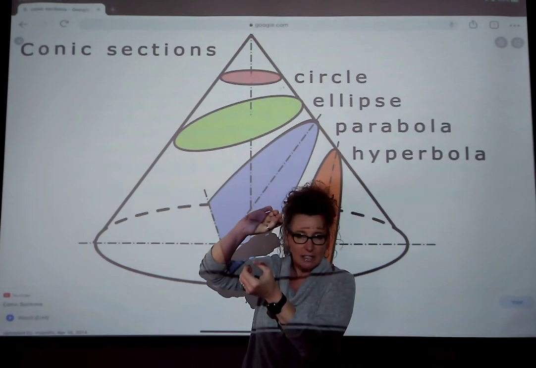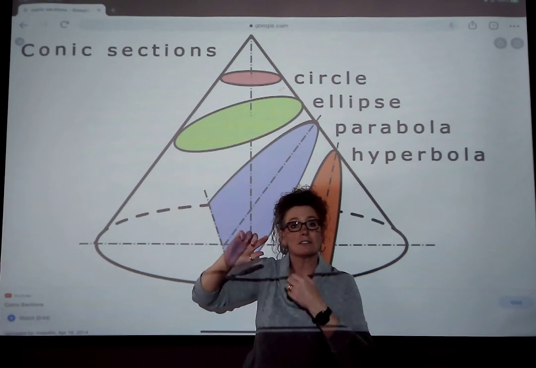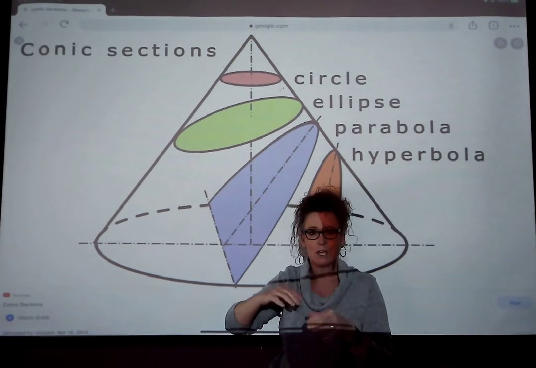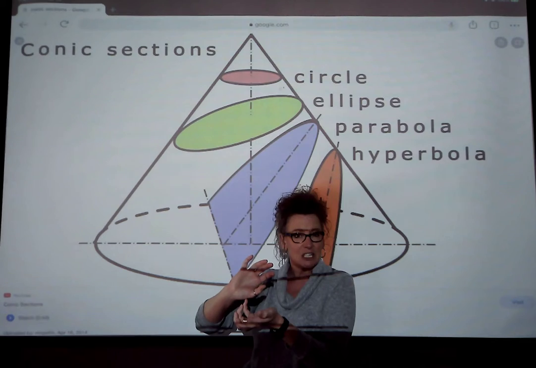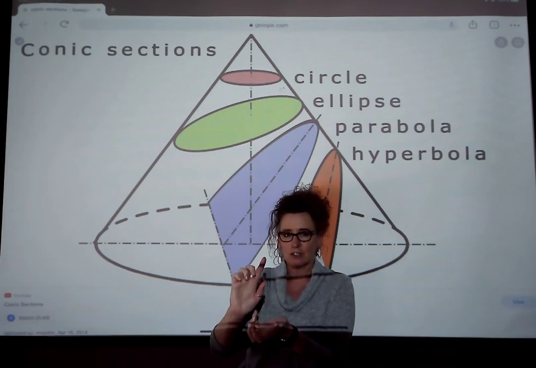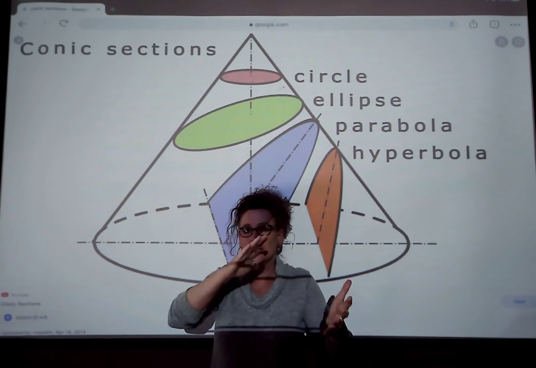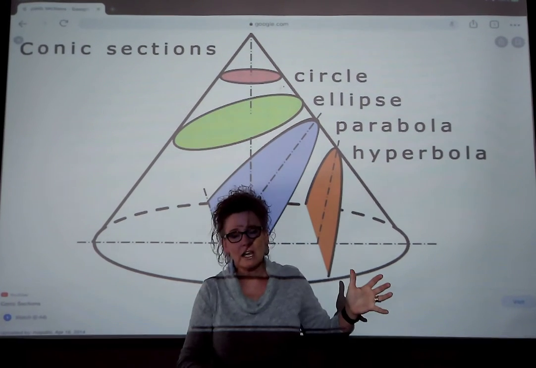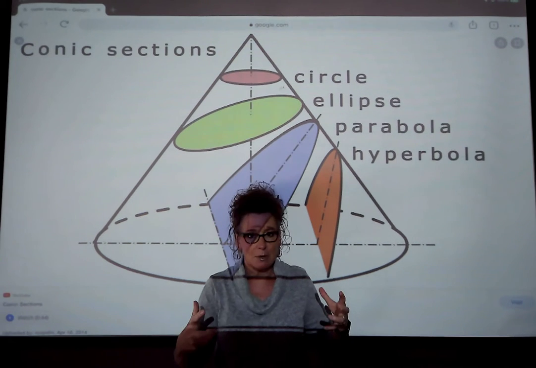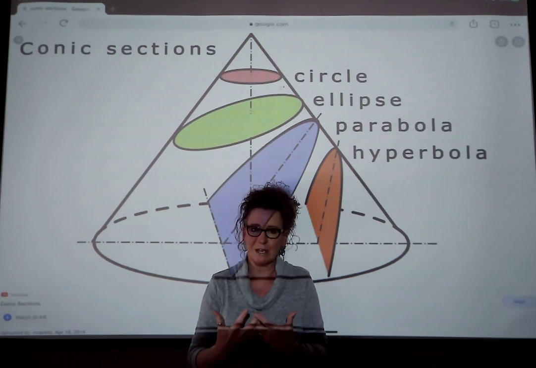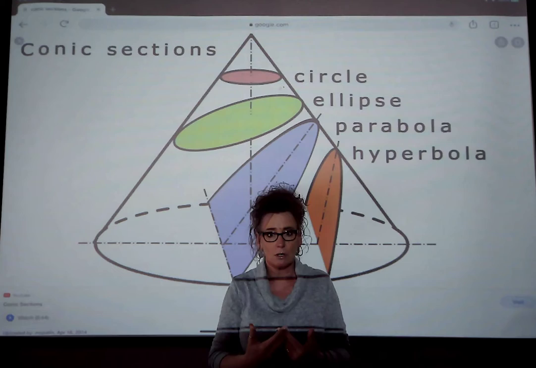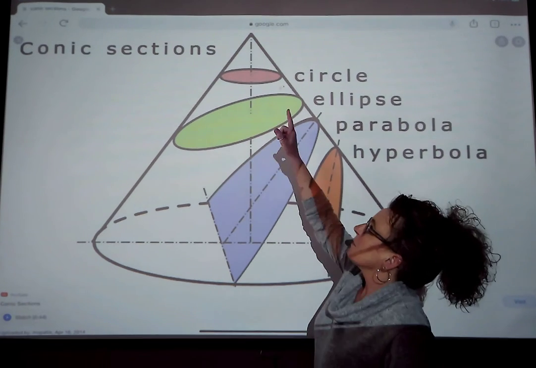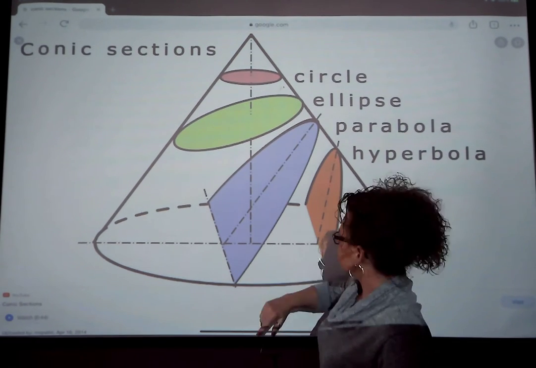It's called a cross section. You learned cross sections in geometry. When you slice something open and then pull it apart and look at the inside shape that it makes, that's a cross section. So depending on how we slice a cone, that determines what shape of a cross section we get. And it's called a conic section because it comes from a cone. So if we slice it straight across, that's a circle.